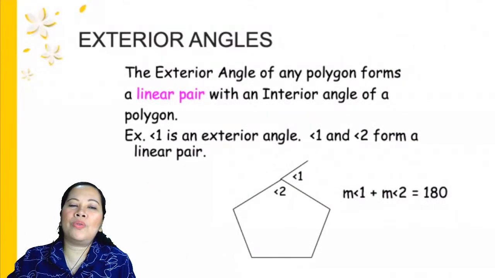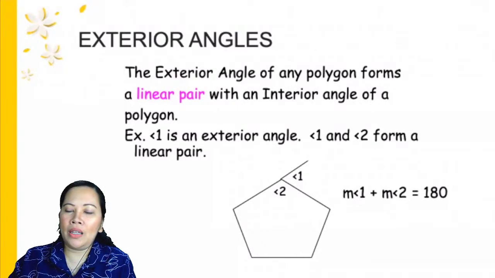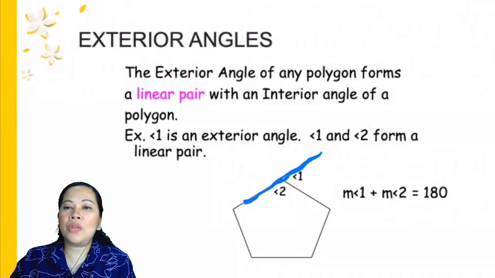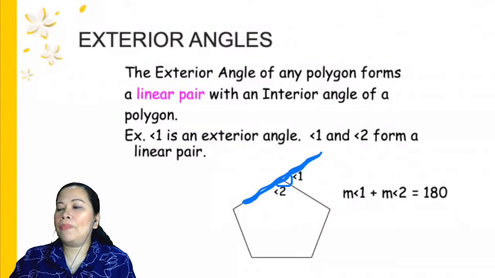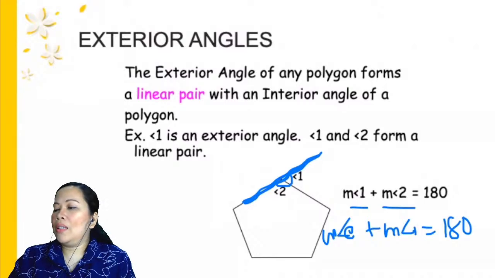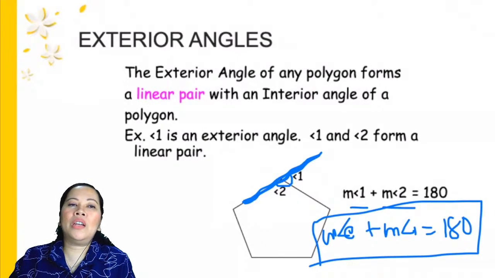Now, how do we solve if it's irregular? How would we know the exterior angle's measurement if it's irregular? Simple. Since it is forming a straight line, and we know that straight angles are always 180, all you need to do is subtract it from the other angle. So the measure of the exterior plus the measure of the interior is 180. You can use this to determine the exterior angle's measurement, especially if it's irregular.